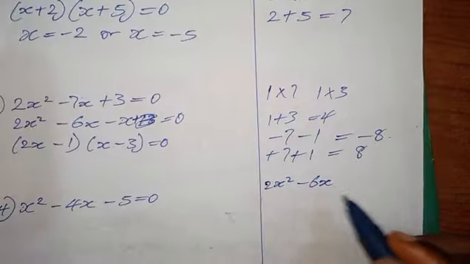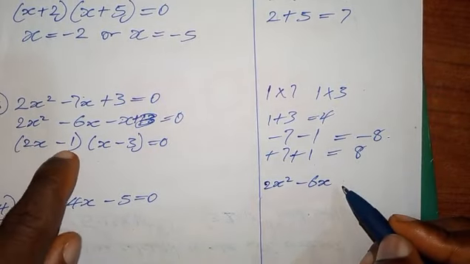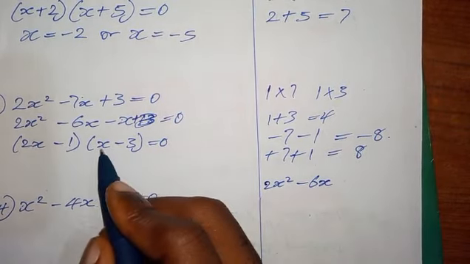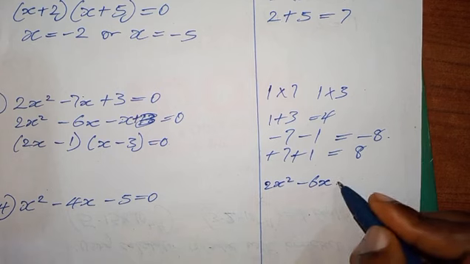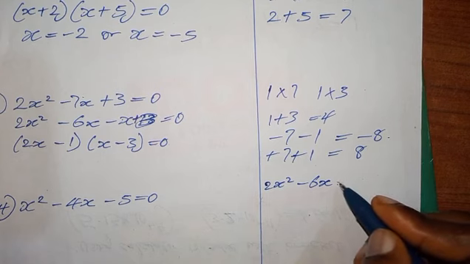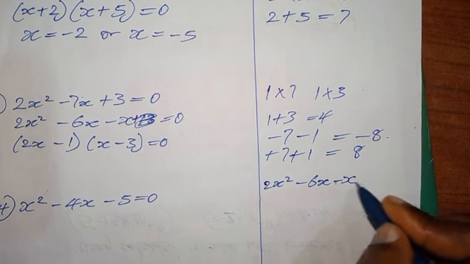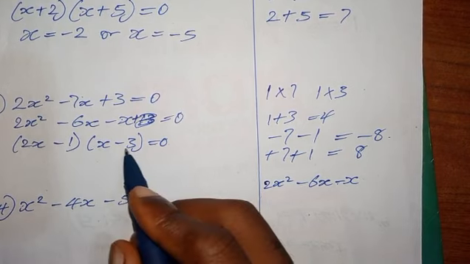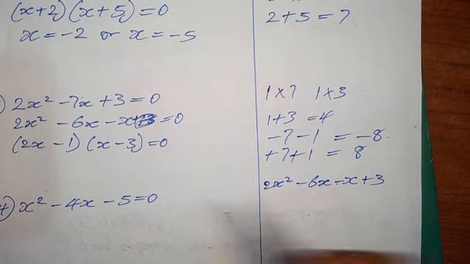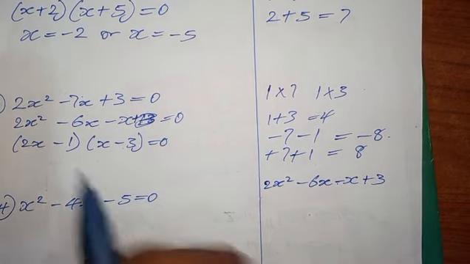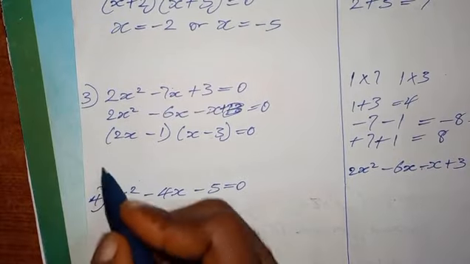Then you bring in the x: 1 minus 1 times plus 1, because this x is with 1, will give you 1 times 1 is 1. It will give you minus x, and minus 1 times minus 3, minus times minus is plus, will give you plus 3. Here we have it. This one is correct. Then you move on with the solving.